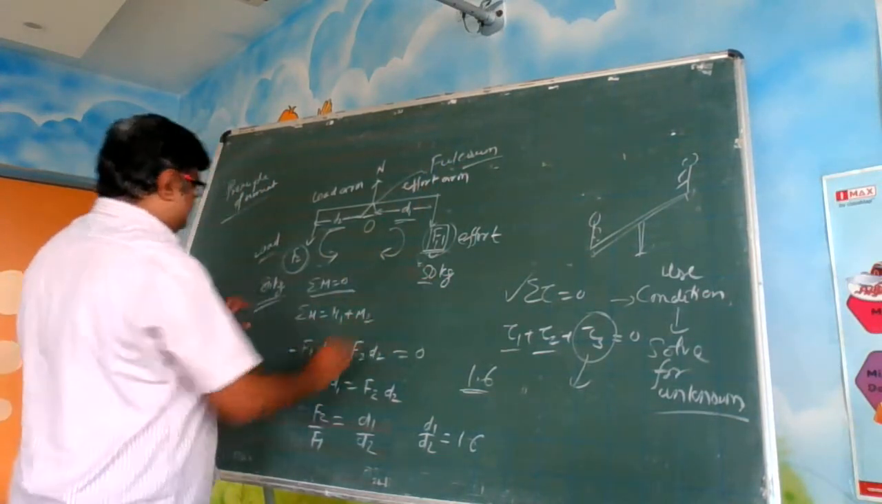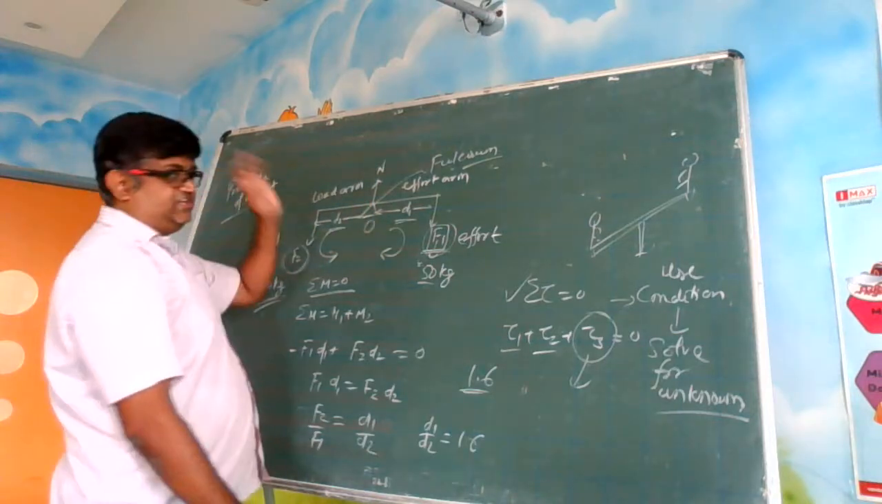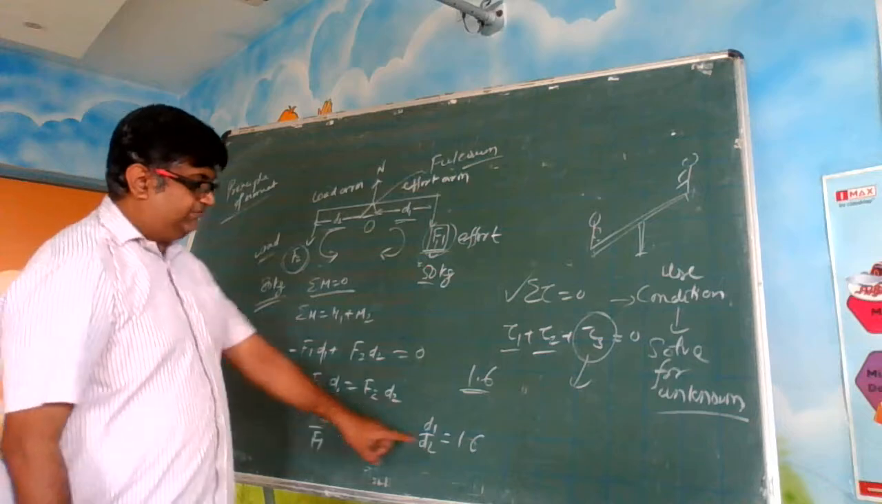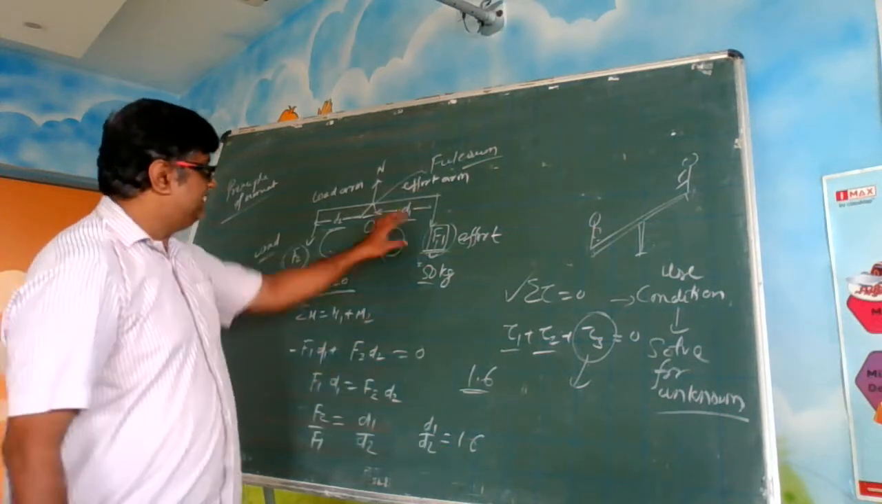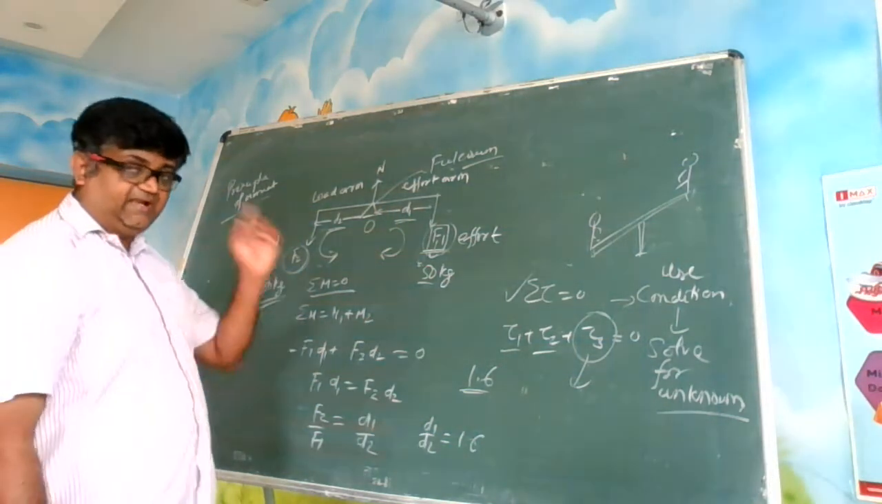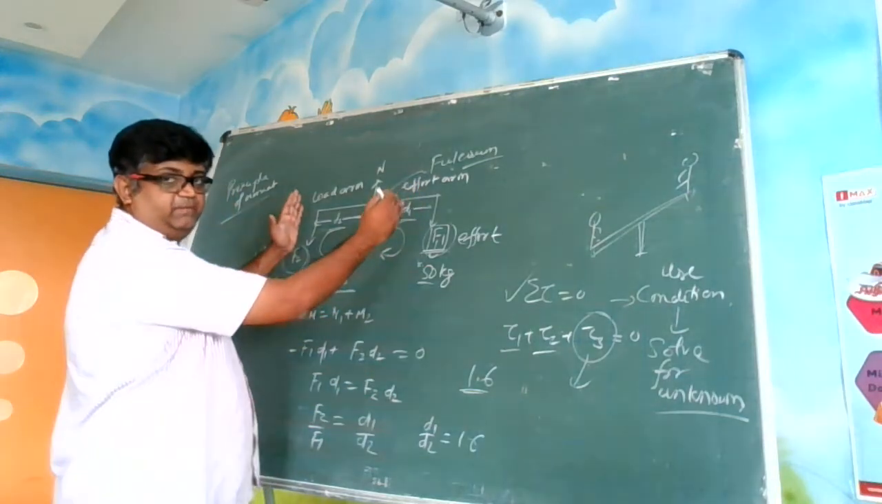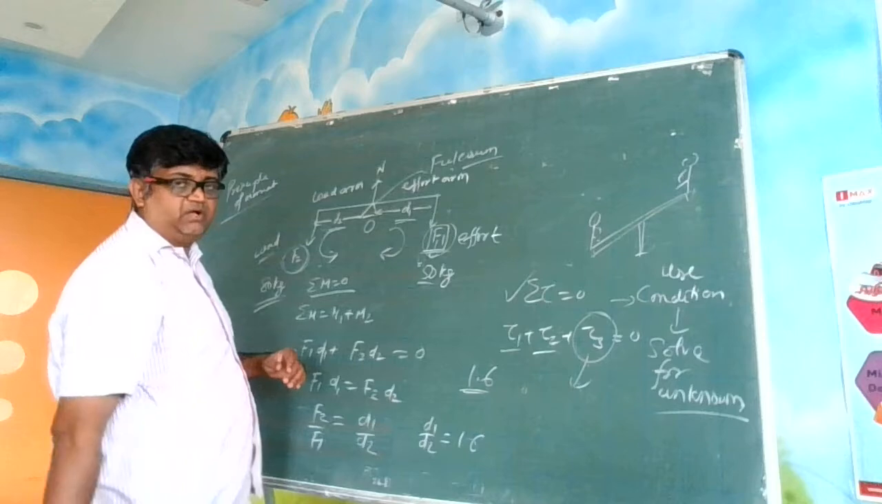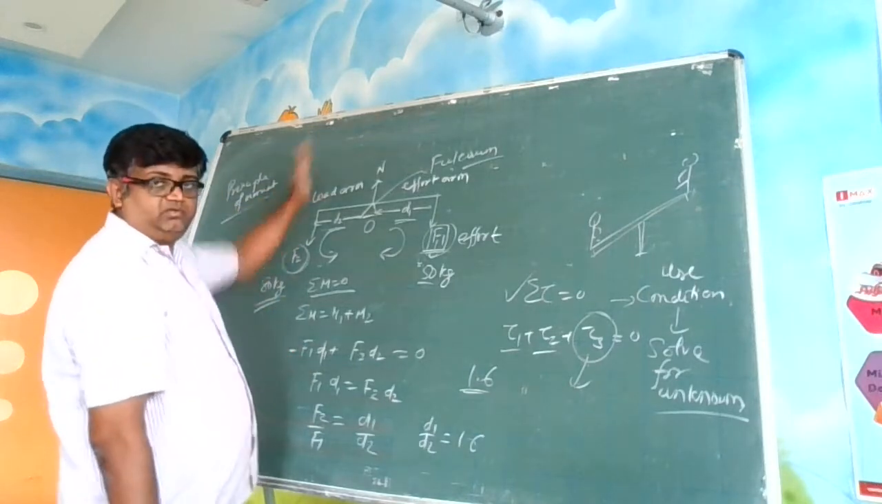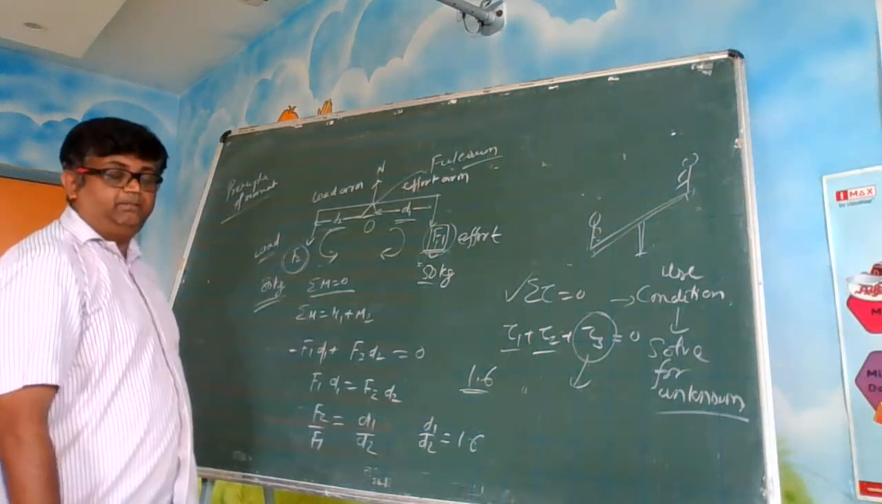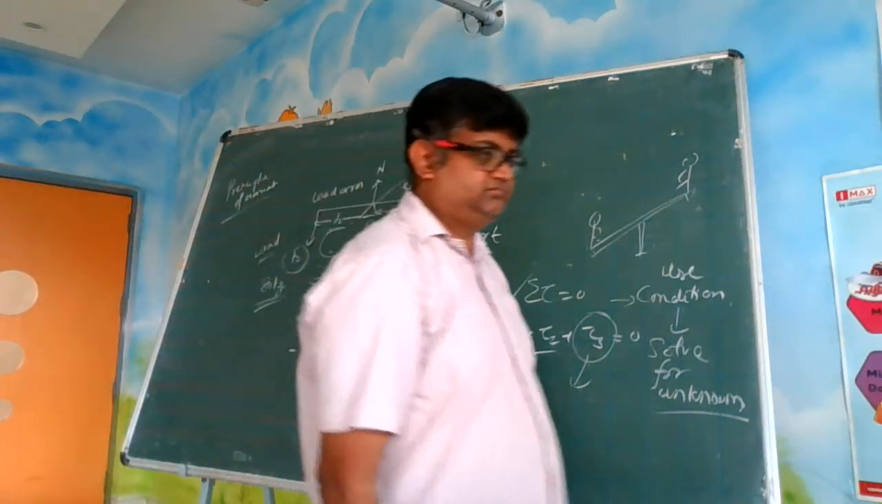I cannot change the masses, but I can change d1 and d2. Okay, and how will I put d1 by d2? I will put 1.6. The d1 by d2 ratio should be 1.6. Like that I will put. Then what will happen? They are in equilibrium. If I make this even bigger, what will happen? This will go up. So this d1 by d2 is called mechanical advantage.